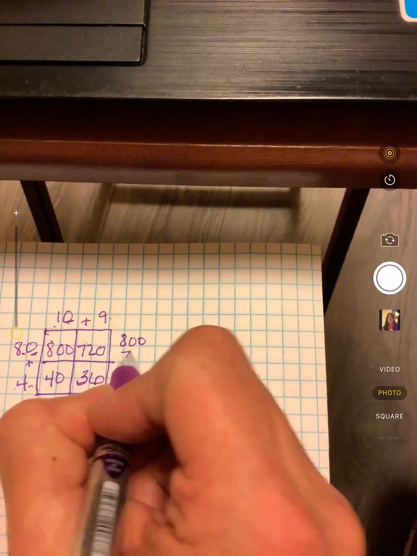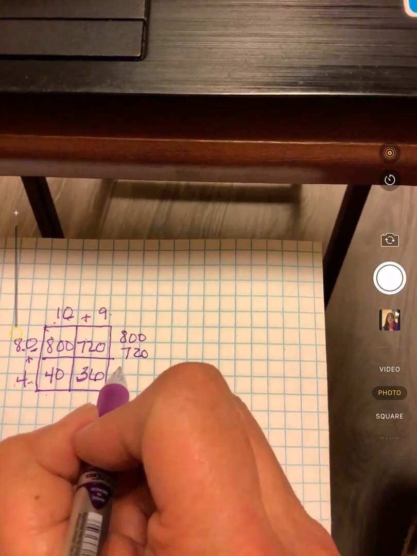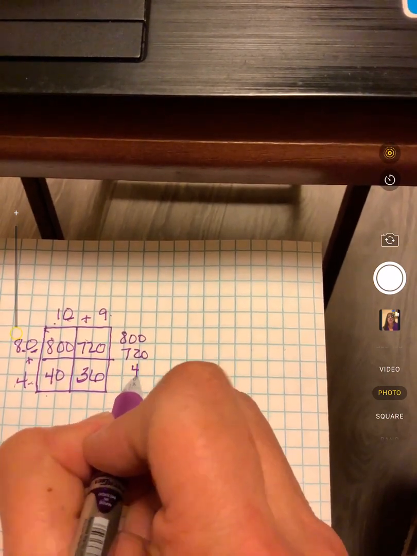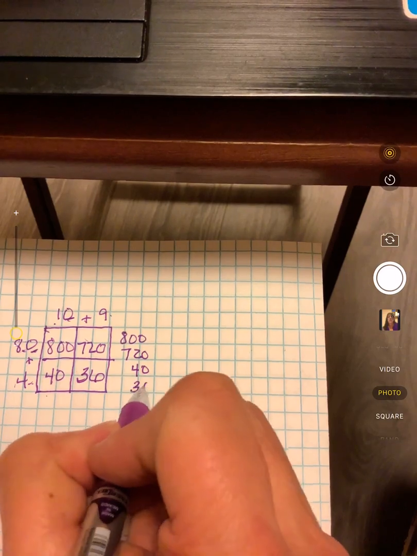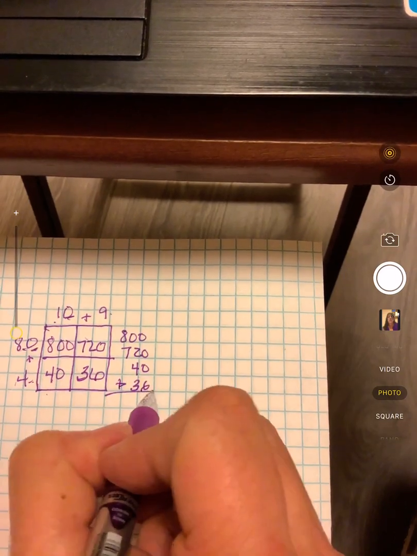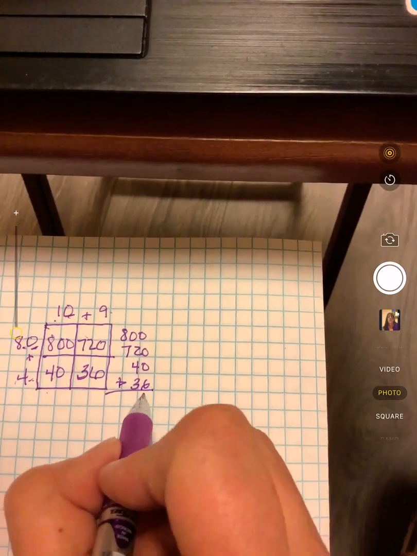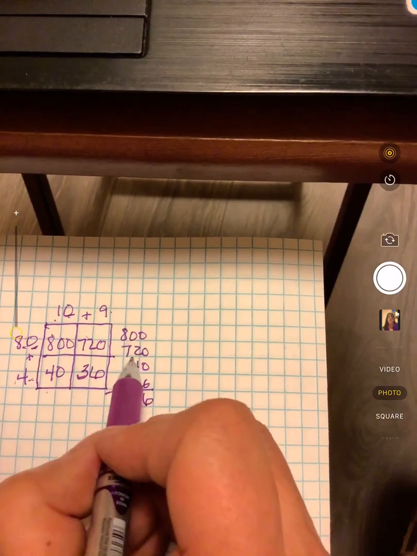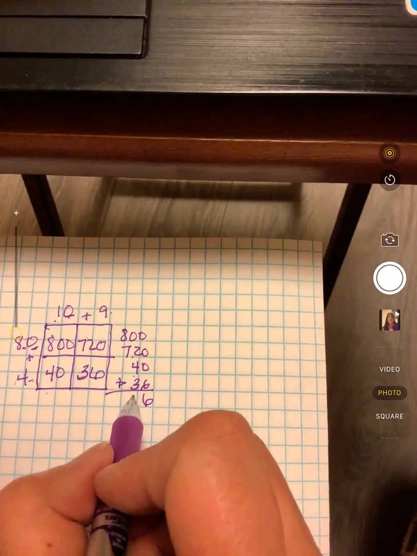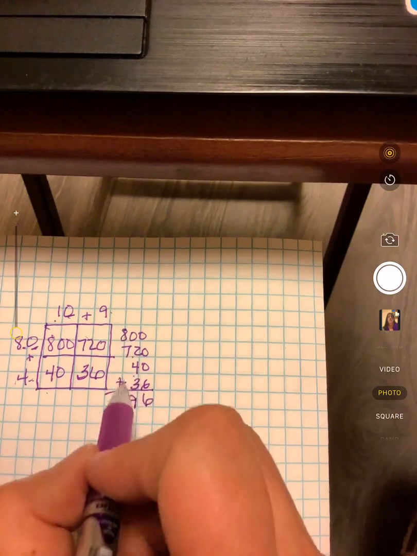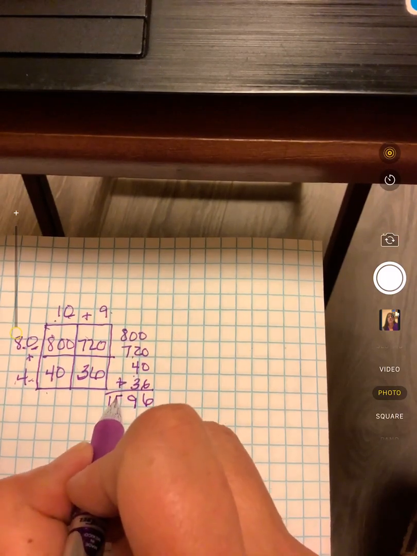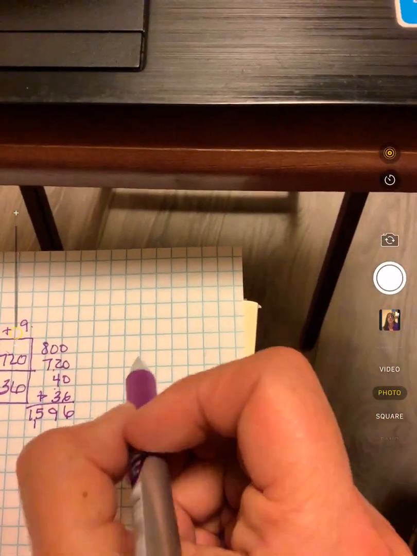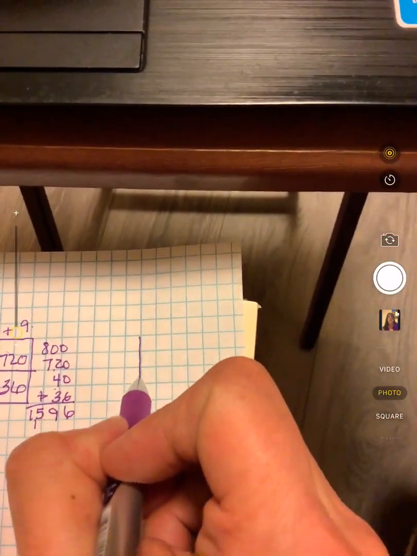Okay, then we add these all up. 800, 720, 40, and 36. Okay, 0 plus 0 plus 0 plus 6 is 6. 2 plus 4 plus 3 is 9. And then 8 plus 7, 15. 1,596. Okay, the box method, which is very similar.